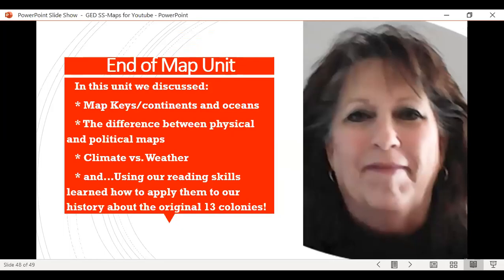Okay, so we're at the end of the map unit. This is Unit 1. In this unit, we discussed map keys. We looked at and identified the continents and the oceans. We talked about the difference between physical and political maps. We discussed the difference between climate and weather. And in this last lesson, we used our reading skills and applied them to the history of our original 13 colonies.